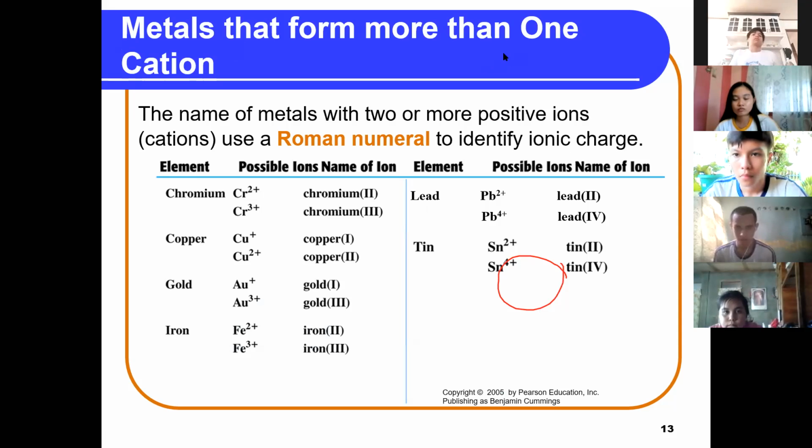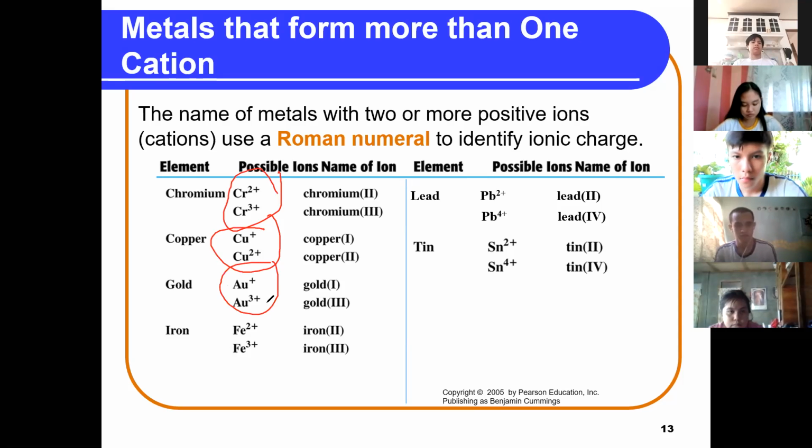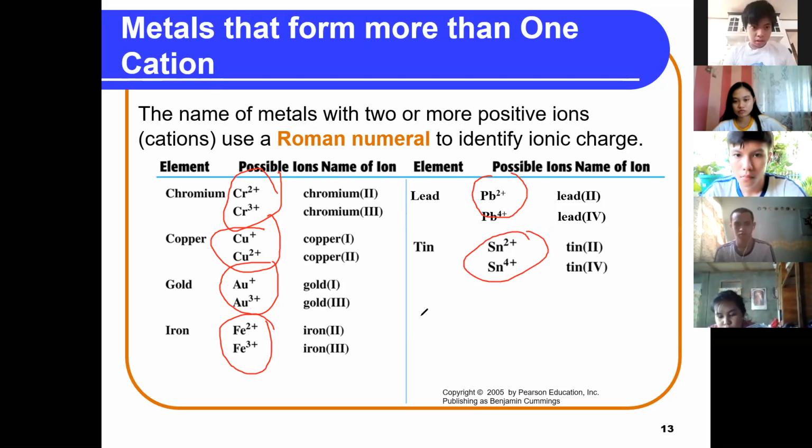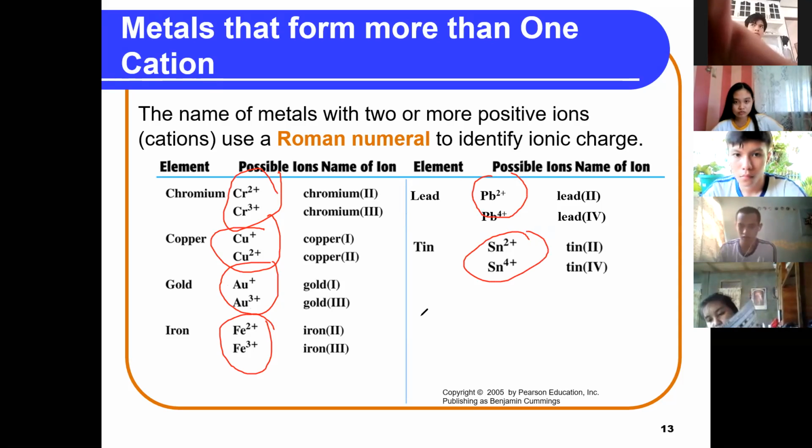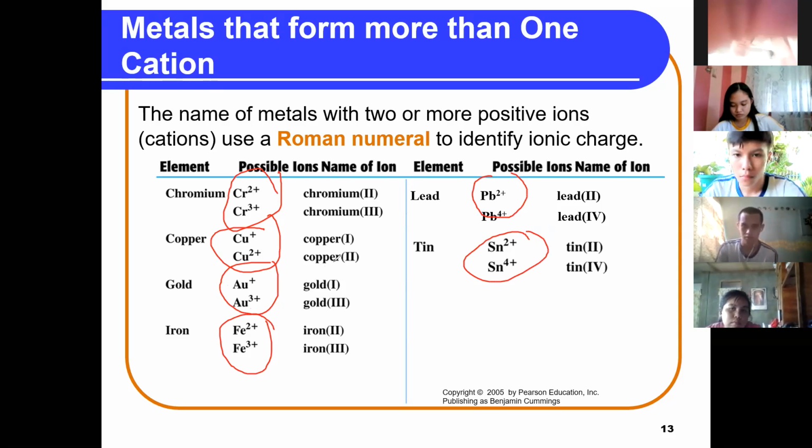Notice, class, that some of the elements in the periodic table have multiple ionizations. Examples of which we have chromium, copper, gold, iron, lead, tin, mercury, cobalt, nickel, vanadium. There is a finite number of elements having multiple ionizations.